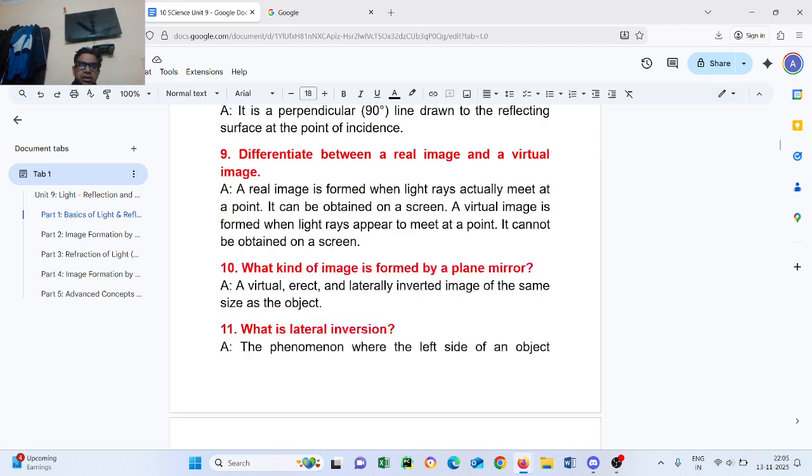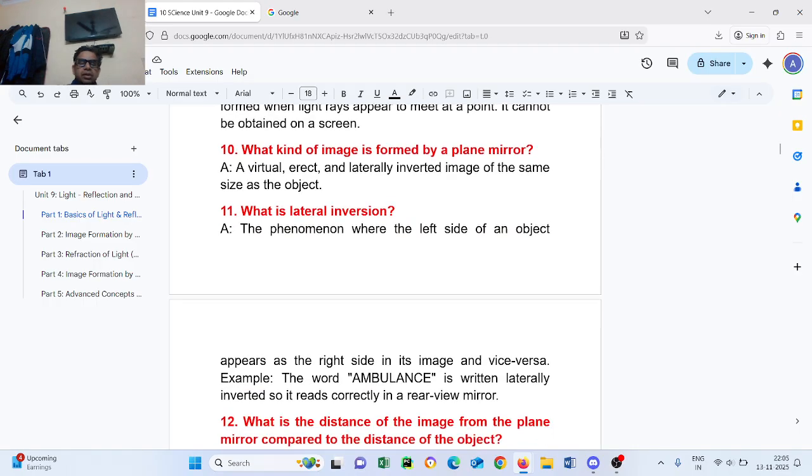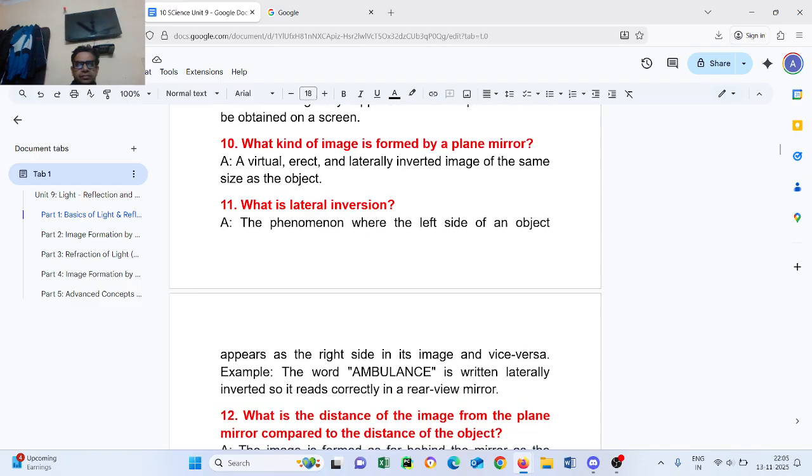What is lateral inversion? The phenomenon where the left side of the object appears as the right side in its image, and vice versa. Example: the word ambulance is written laterally inverted, so it reads correctly in a rear-view mirror.